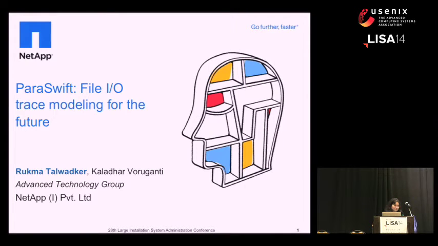I'll be talking about this tool called ParaSwift. So I'm from NetApp, and for those who don't know what NetApp does, we provide storage solutions. It's a unified storage: NAS, SAN, and CIFS. So today I'm Rukma. I work for a team called Advanced Technology Group of NetApp. We are not a product group, but we are like a research group within NetApp. And yeah, I'm traveling here from India.